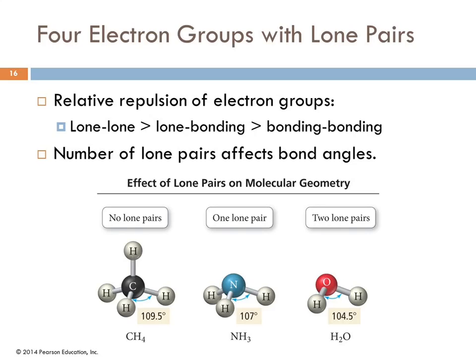So, relative repulsion of electron groups. Lone pair repulsion is the greatest. Lone pair with a bonding pair is the next largest, and a bonding pair with a bonding pair is the least amount of relative repulsion. So the number of lone pairs is going to affect our bond angles. This one, methane, has no lone pairs. That's going to be evenly spaced out. The ammonia has 1 lone pair. And so these bond angles are a little smaller. That's water. Water has 2 lone pairs, and so this bond angle is even smaller than with the ammonia.